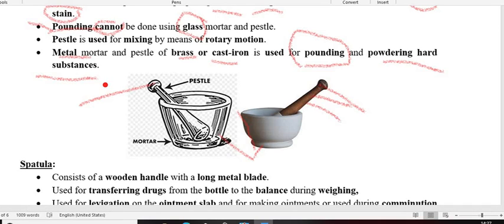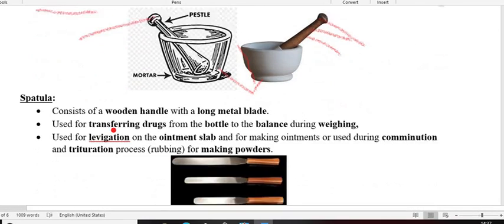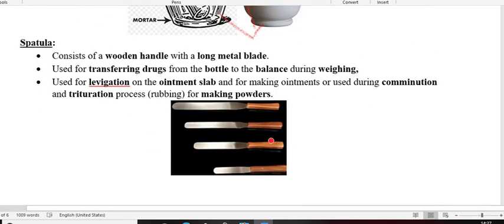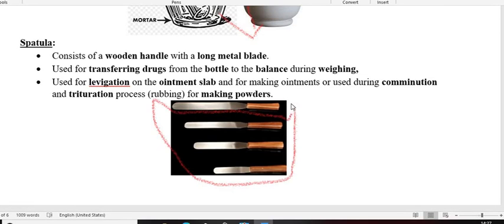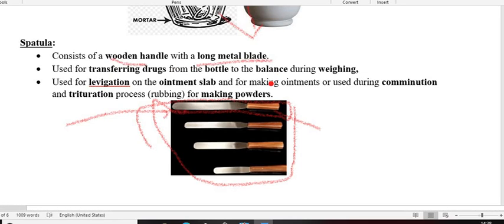Now we have to go through the spatula. So what is this spatula? A spatula is just a knife-like structure, very easy to recall. So this is a spatula. The tail end has a wooden handle, and the head end is of steel. So the spatula has a wooden handle and a long metal blade.